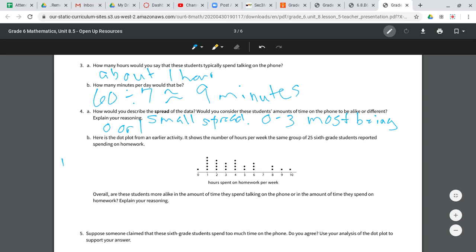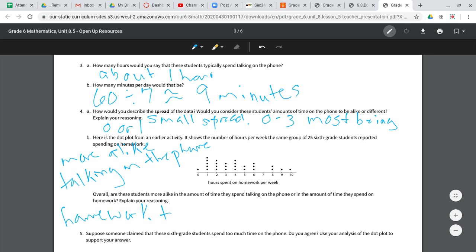So more alike talking on the phone, homework times more spread out, 0 to 10.